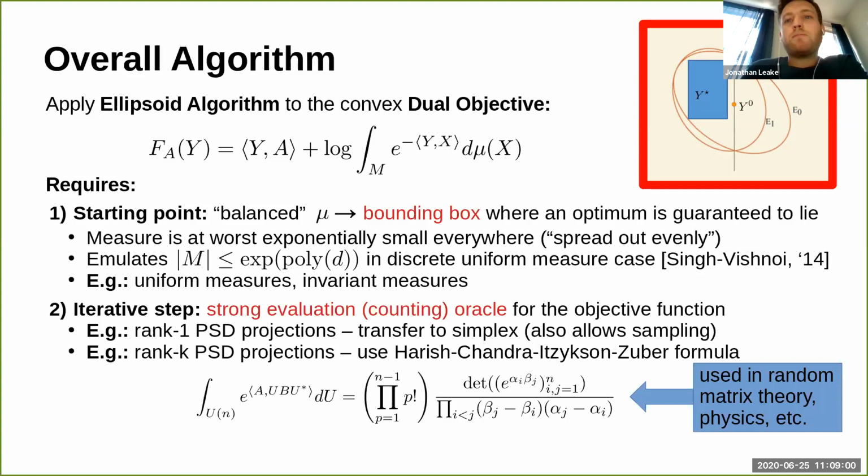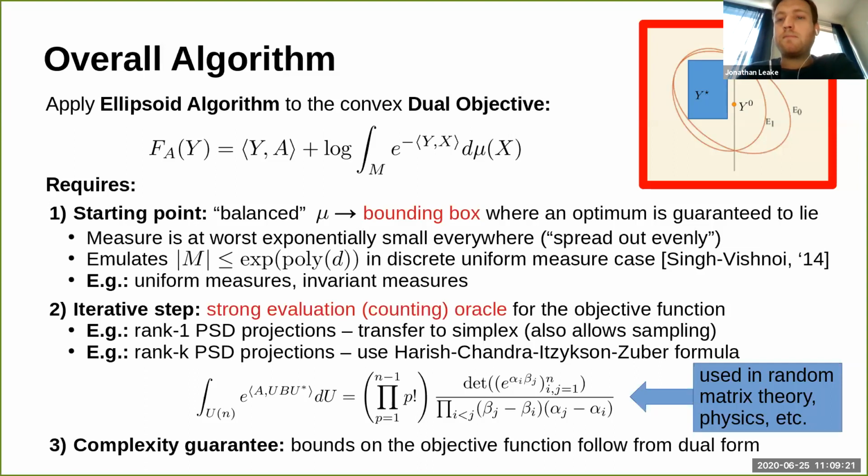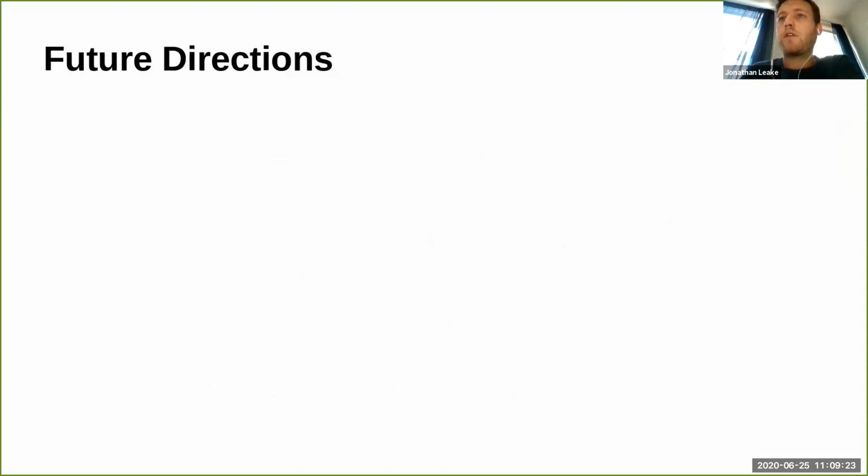In the case of rank 1 projections, basically you can transfer to the simplex, which is pretty interesting. This is also what allows sampling, because we can sample from the simplex and bring it back. In the rank K case, we need something a little more high-powered, which is this HCIZ formula, which is interesting in and of itself because it allows us to give an integral over some group as some determinant. And the third thing we need is some other balance, but that's not very hard. And so that's the main result and how the proof goes.